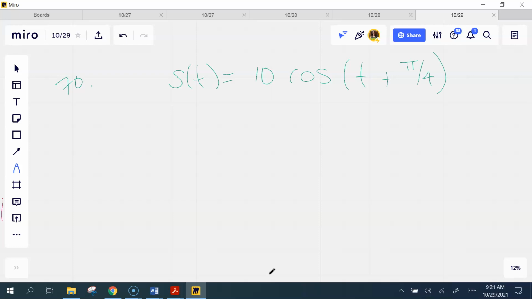What's the particle's initial position at t equals 0? All you gotta do is find the derivative. Initial position at t equals 0. That tells me where I'm starting. So the cosine of pi over 4 is... times 10.